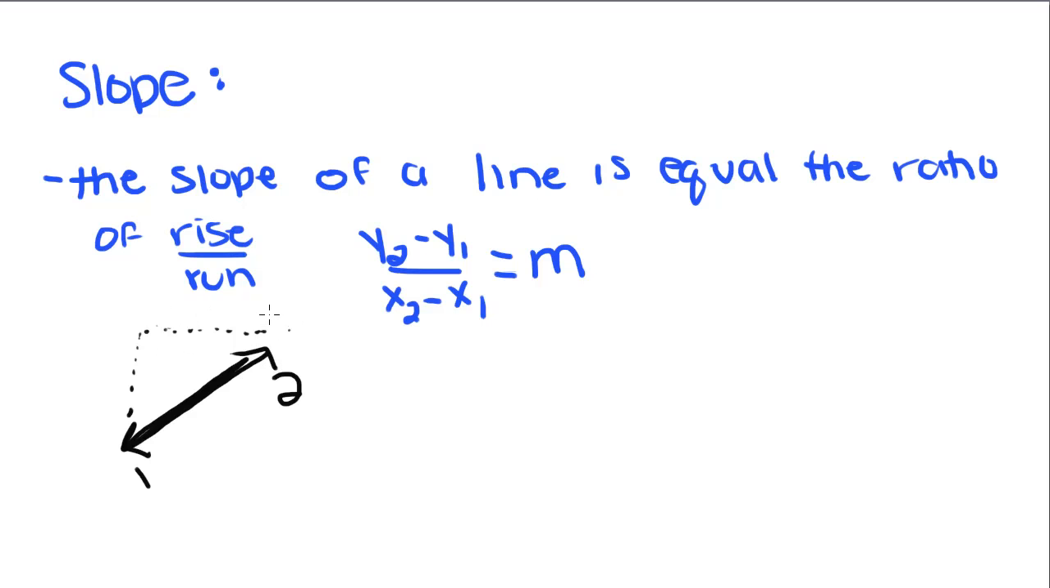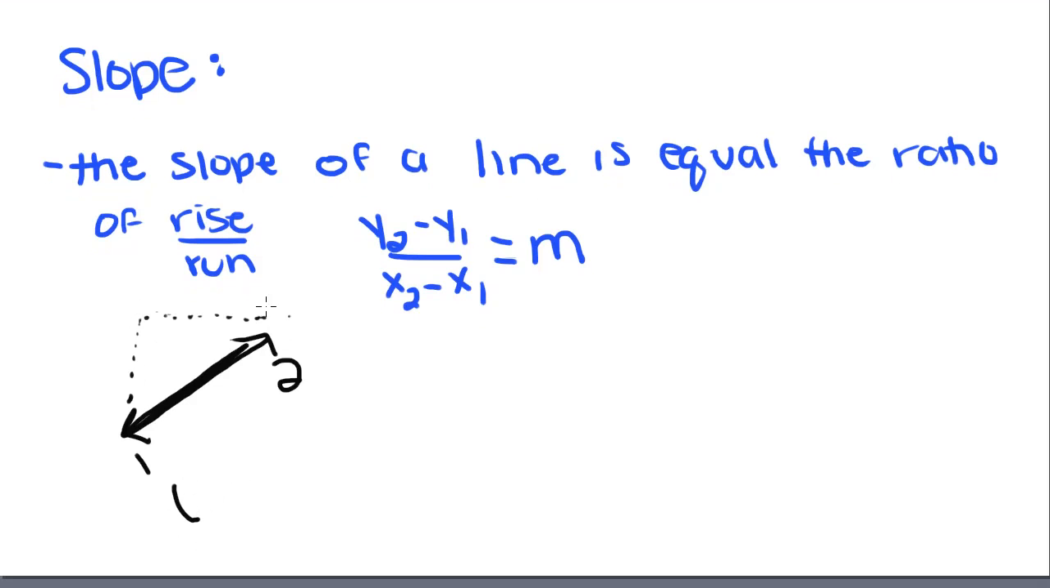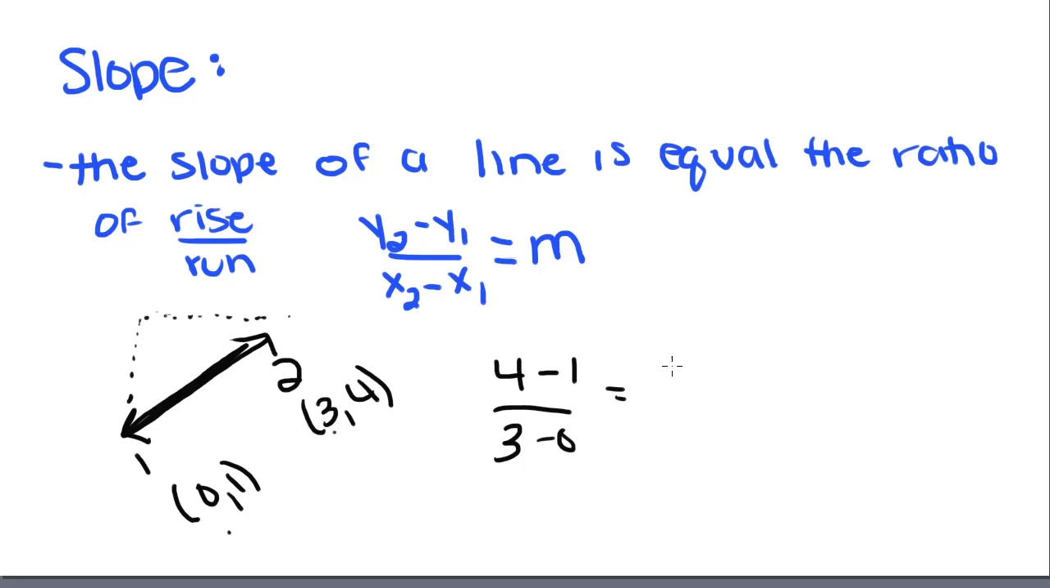So for example, if this coordinate was 0, 1, and this was 3, 4, we would take y2, which is 4, minus y1, which is 1, over x2 minus x1. So we'd get 4 minus 1, which is 3, and then 3 minus 0, which is 3. So that has a slope of 1. And we always write slope with an m. So m of this line equals 1.